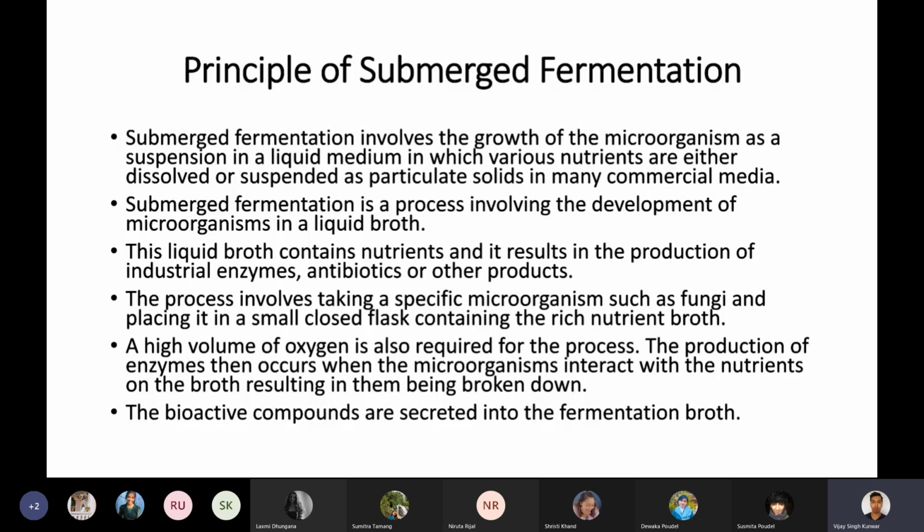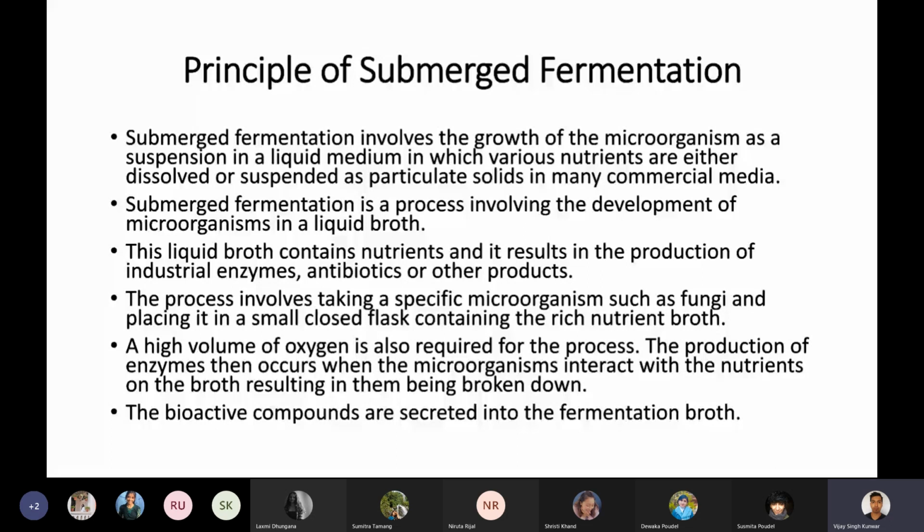The process involves taking a specific microorganism such as fungi and placing it in a small closed flask containing rich nutrient broth. A high volume of oxygen is also required for this process. That's why agitation with aeration is mostly used. Oxygen is required because there is lots of biochemical activity undergoing, and that generates lots and lots of heat. That's why the setup must be quite elaborate. Bioreactive compounds are secreted into the fermentation broth. If the product of interest is extracellular, it is directly secreted into the fermentation broth.